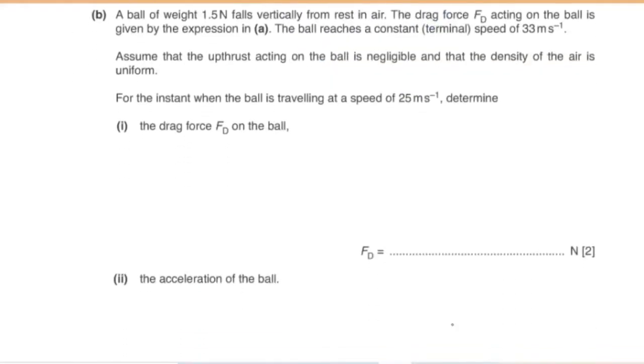Part B. A ball of weight 1.5 newtons falls vertically from rest in air. The drag force acting on the ball is given by the expression in A. The ball reaches a constant terminal speed of 33 meters per second. Assume that the upthrust acting on the ball is negligible and that the density of the air is uniform. For the instant when the ball is traveling at a speed of 25 meters per second, determine the drag force on the ball.